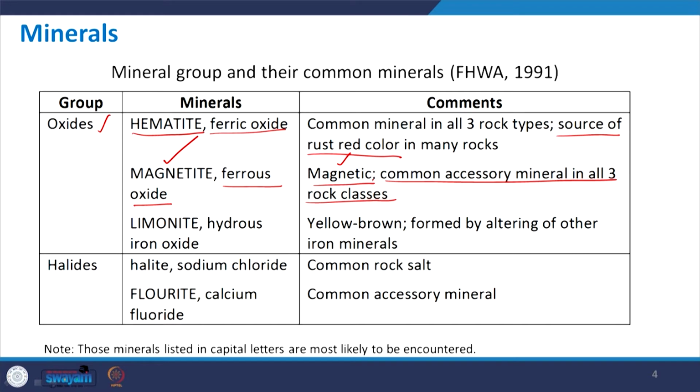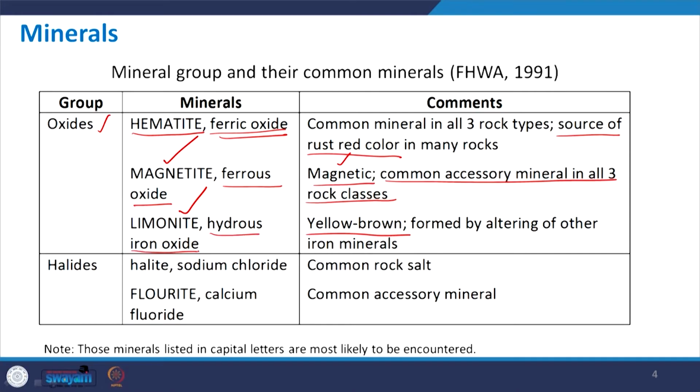Then the third one in the oxide group is limonite, which is hydrous iron oxide, and note the color, it is yellow brown. How will you differentiate between these minerals which fall in the same group? One criterion can be the color. If it is rust red, it is hematite or ferric oxide. If it is yellow brown, then it is hydrous iron oxide or limonite. These are formed by altering other iron minerals.